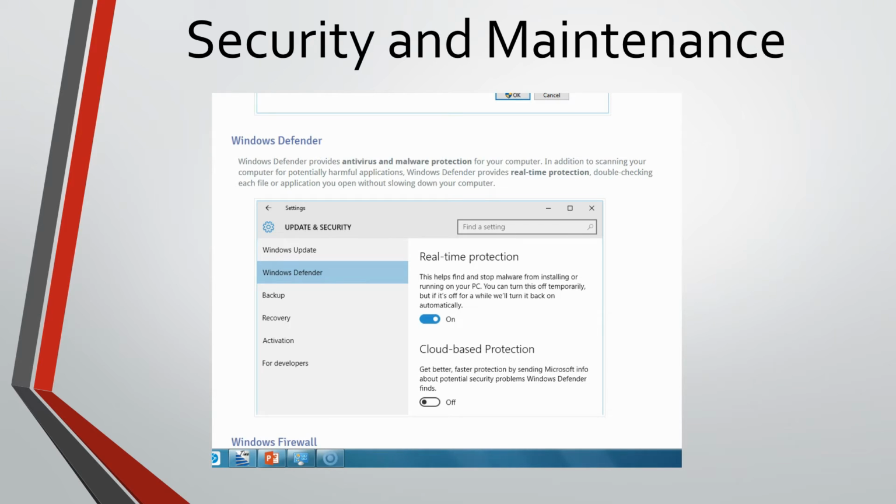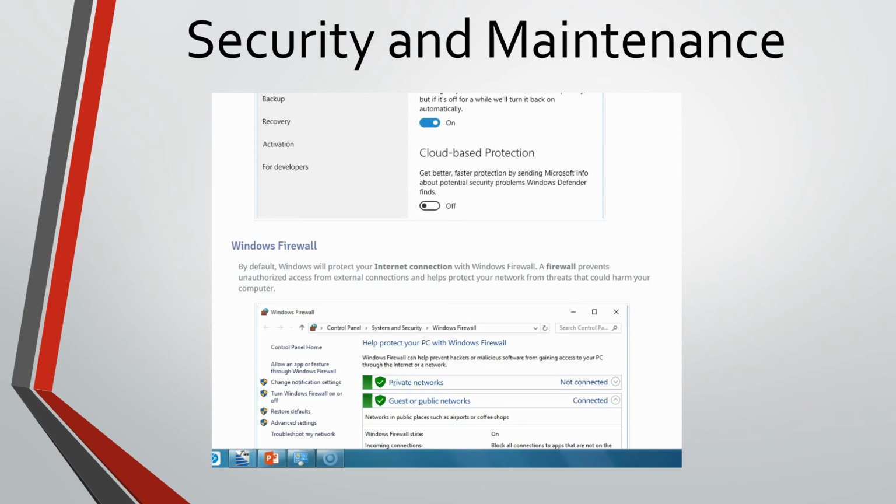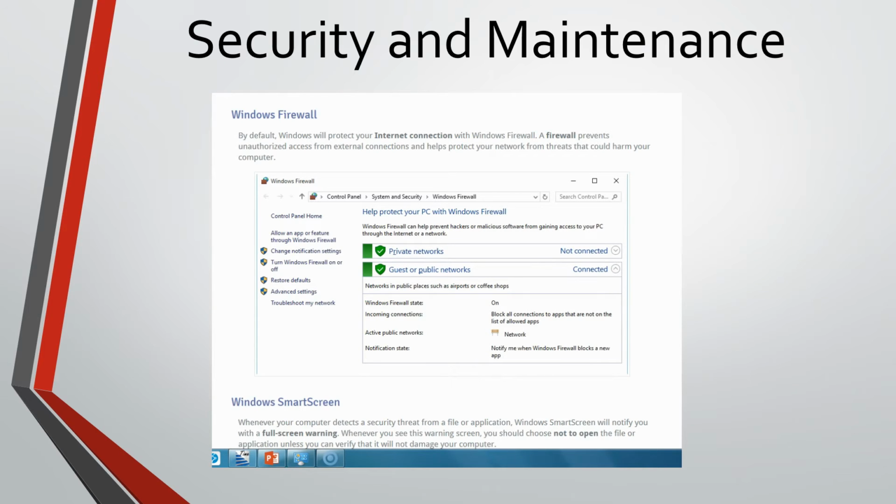You also have Windows Defender. This provides an antivirus and malware protection for your computer. In addition to scanning your computer for potentially harmful applications, Windows Defender provides real-time protection, double-checking each file or application you open without slowing down your computer. So that's what this looks like, your Windows Update, your Windows Defender, and you can turn on a lot of those features. You also have a Windows Firewall.